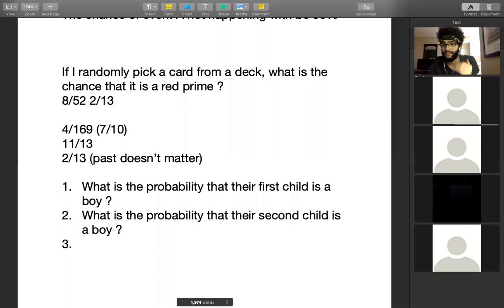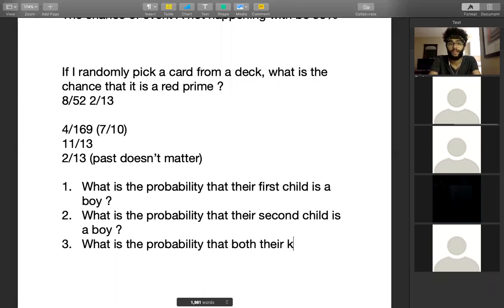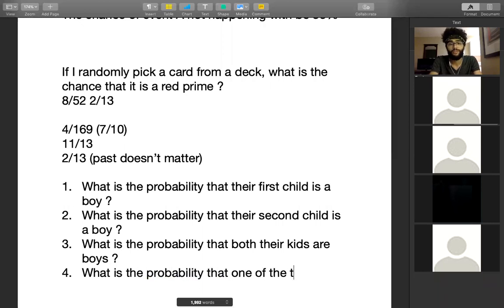Remember, every time you answer a new question, you have to answer it assuming that the previous questions didn't exist. So we're talking about from the beginning. Think that all these questions were asked on the day of their marriage. So nothing has happened yet. We're just trying to guess. What is the probability that both their kids are boys? What is the probability that one of their kids is a boy?